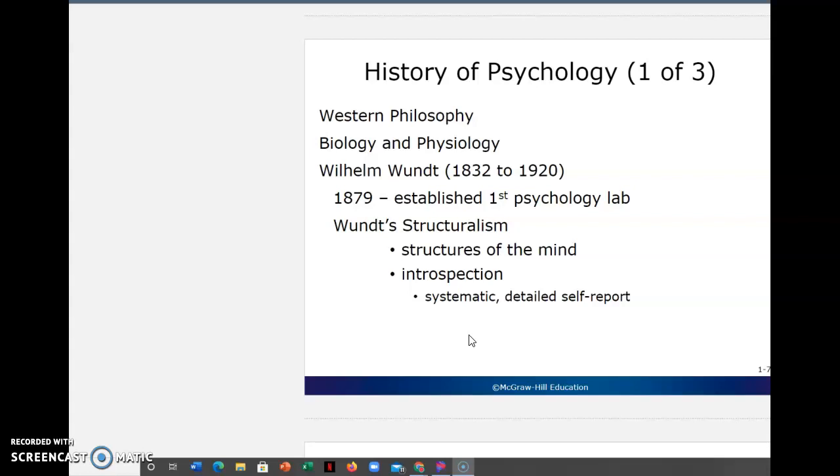As we look at the history of psychology, psychology is a relatively new discipline, credited to being founded by Wilhelm Wundt. He was German, and he was a philosopher and a physician, and he took these two sides of his training and founded psychology. In 1879, he established the first psychological lab.